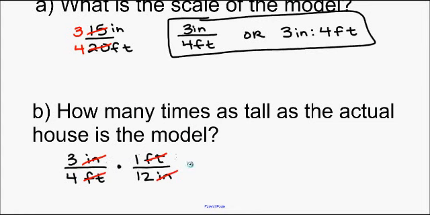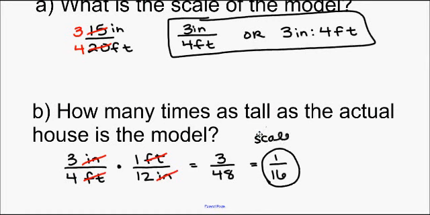And if we multiply this straight across, we get 3 over 4 times 12 is 48. Now this simplifies to 1/16. So this is our scale factor, which means the model is 1/16 times as tall as the actual house. This is also the scale factor.